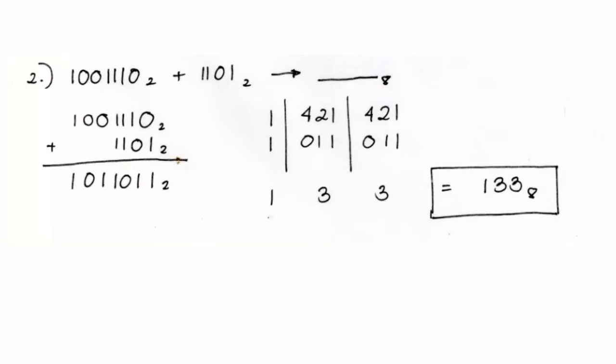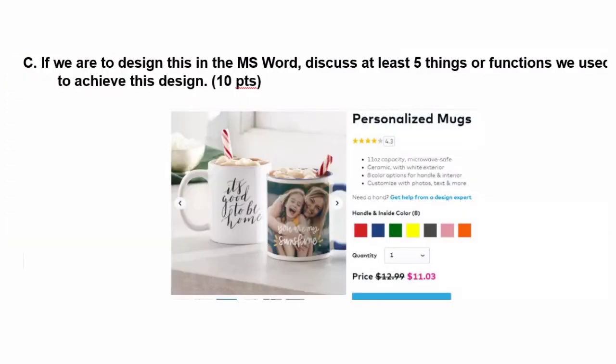Then we will add the numbers having a place value depending on the remainder of the binary. Then we will get our final answer, 133 base 8.